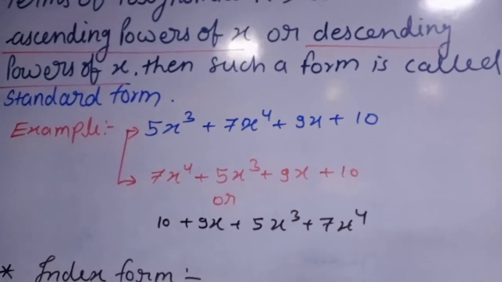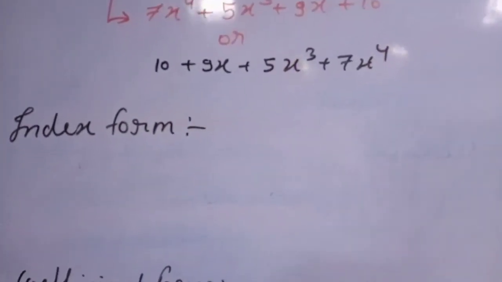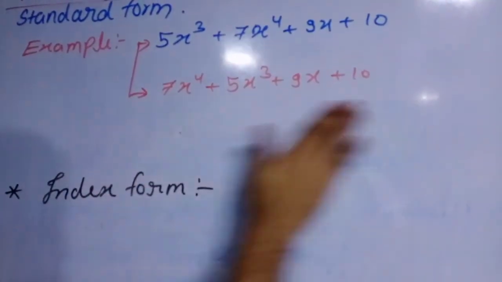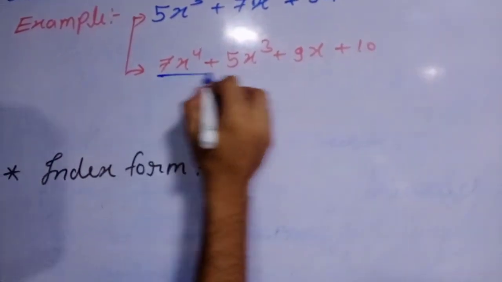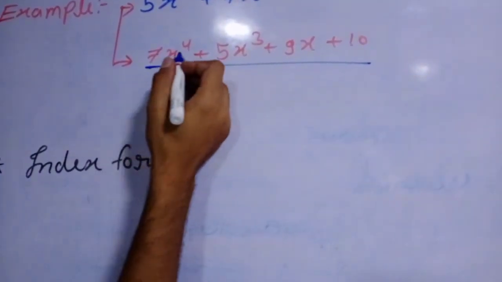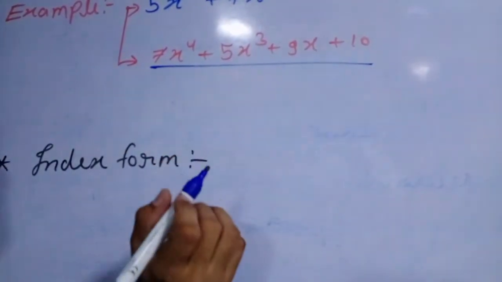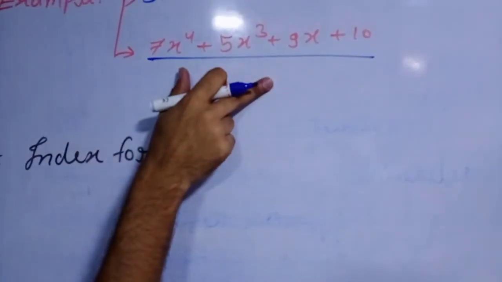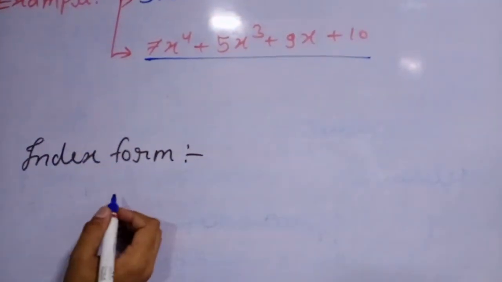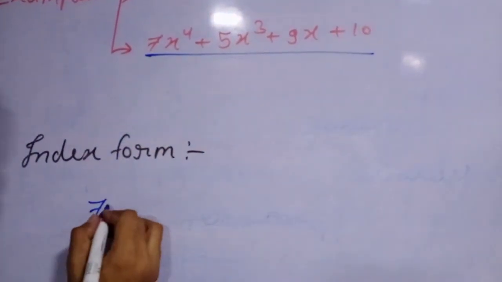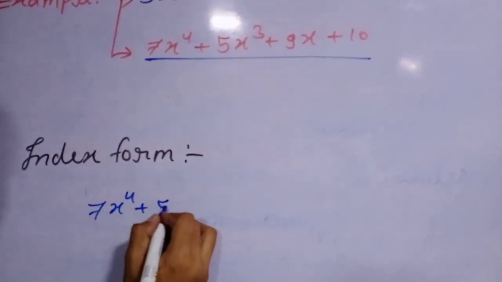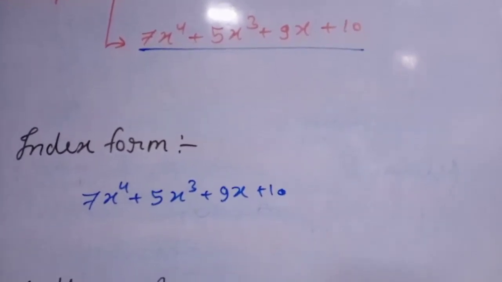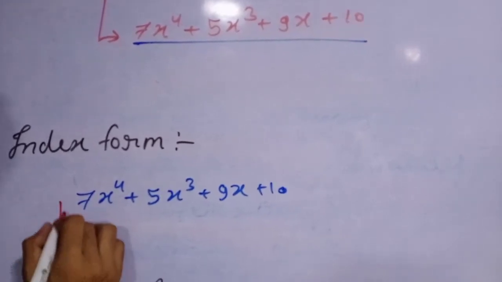Now come to the next concept, that is index form. Index form is nothing else, see this one, here we have the standard form of the given polynomial: 7x raised to 4, 5x cube, 9x plus 10. Whenever we write in the index form, whatever index is missing, we also have to mention that. Like here you can see we have 7x raised to 4, 5x cube plus 9x plus 10. Yes. Now how can we convert this into the index form?